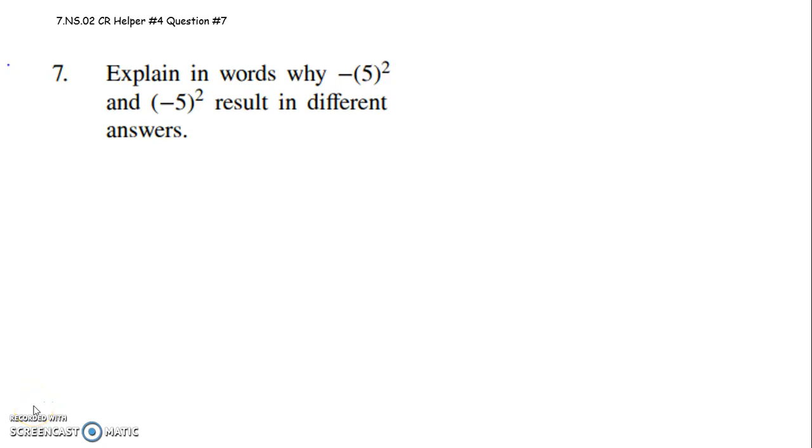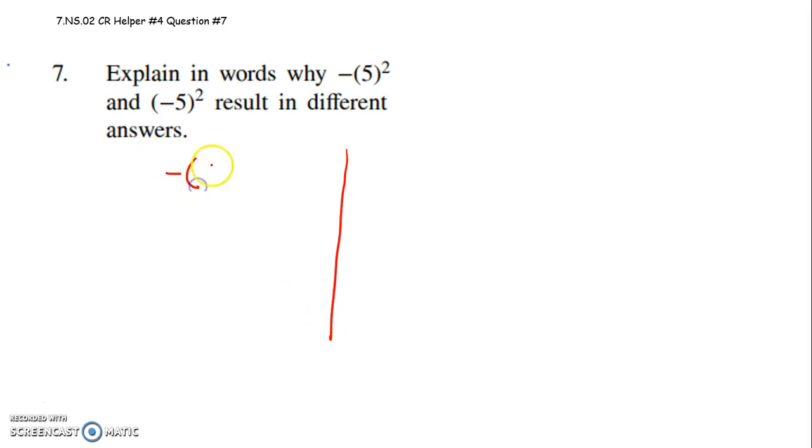All right, 7th graders, this is to help you with question 7 on CR Helper number 4. This is a great question, and you're going to run into it quite a bit in 8th grade. It says, explain in words why negative (5) squared and negative 5 squared result in different answers. Okay, so first of all, I'm going to work through each.